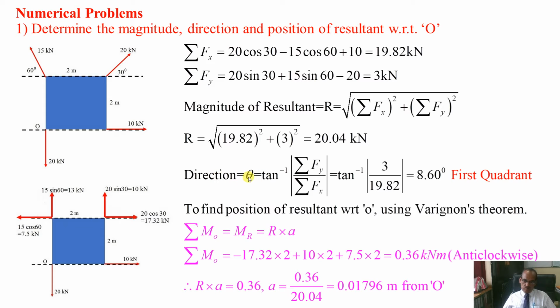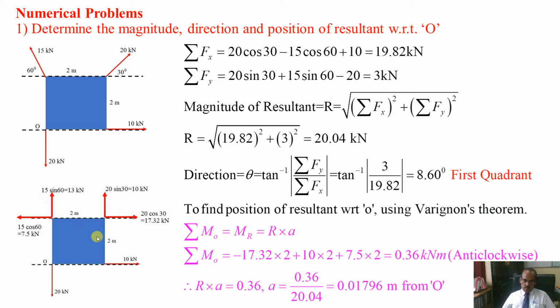Similarly, you can find out the direction, that is theta, tan inverse of summation of Fy by Fx. Tan inverse 3 divided by 19.82 equals 8.60 degrees, and the resultant is in the first quadrant because Fx and Fy both are positive.